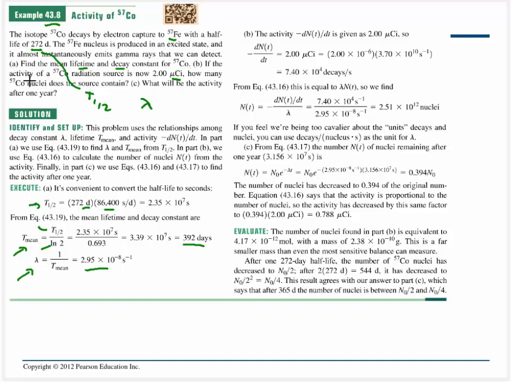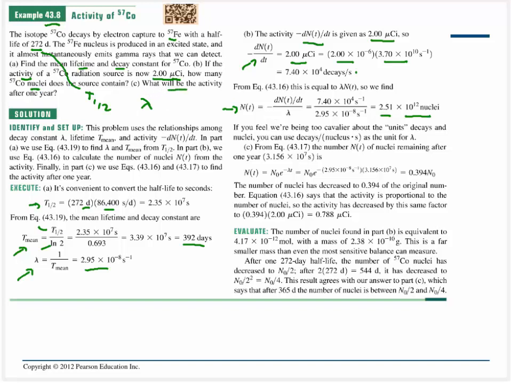So now let's go ahead and play around with activities. Activities are dN/dT, and if we know the activity is 2 microcuries, or 2 times 10 to the negative 6 curies, how many nuclei does the source contain? So what is N? We know that dN/dT is 2 microcuries, and again, just pay attention to units, and let's convert this into decays per second. There it is right over there, 2 microcuries. And this is from the previous slide, so 7 times 10 to the 4th decays per second. Now we can calculate the number of nuclei, and it's going to be 2.5 times 10 to the 12th nuclei using this right over here.